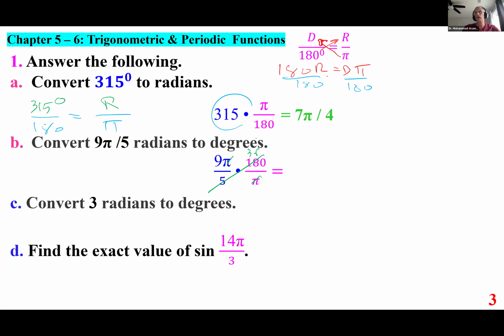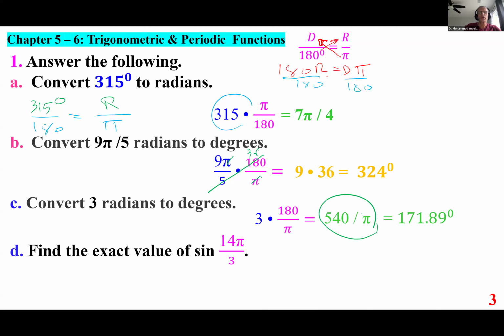36. 9 times 36 gives you 324 degrees. Convert 3 radians to degrees. Now, it's 540 divided by pi. This is an exact answer, everybody. However, you can change it to 171.89 degrees because you want it. Perhaps they will ask you how many decimals. Normally, we don't go more than 2 decimals for degrees.